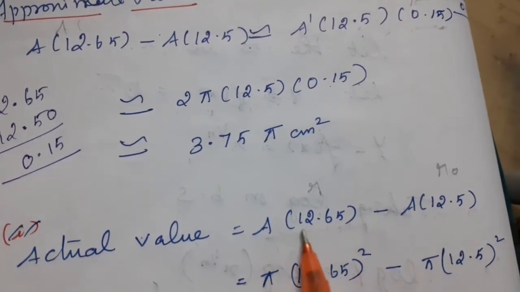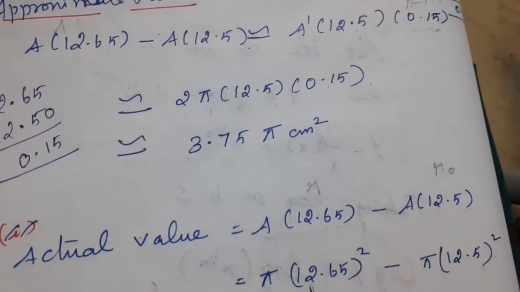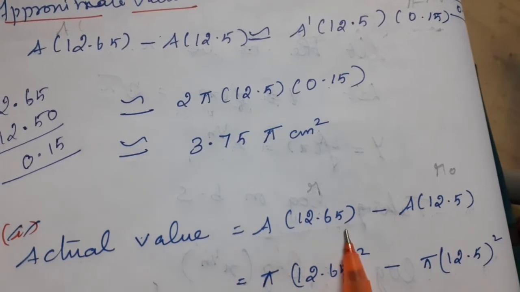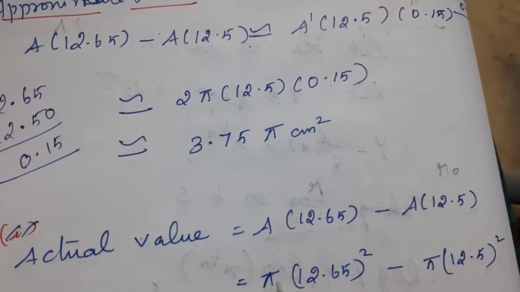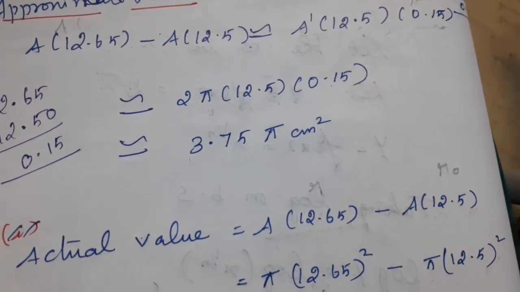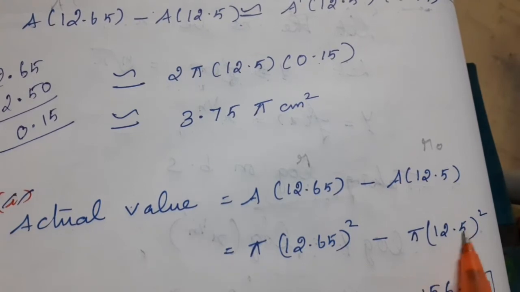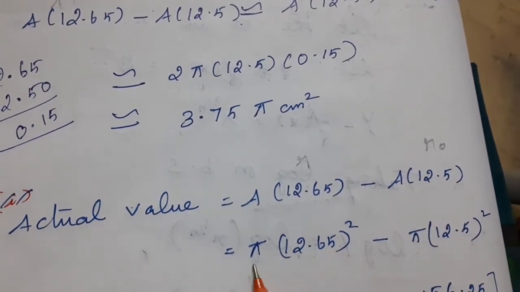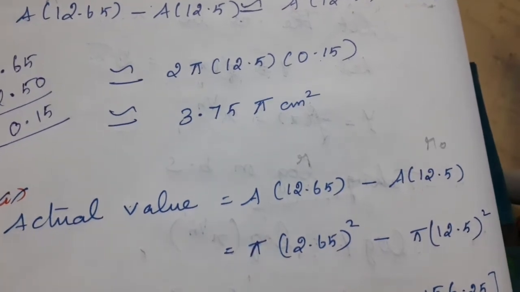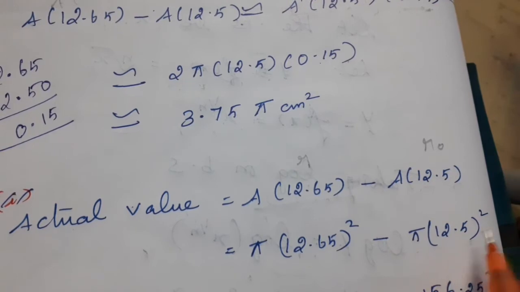So you subtract to get the actual value: area of 12.65 minus area of 12.5. What is the formula for the area of a circle? Pi r square. Pi into, instead of r, you substitute 12.65, the whole square, minus pi into 12.5, the whole square.